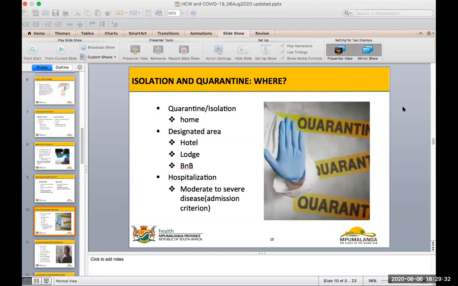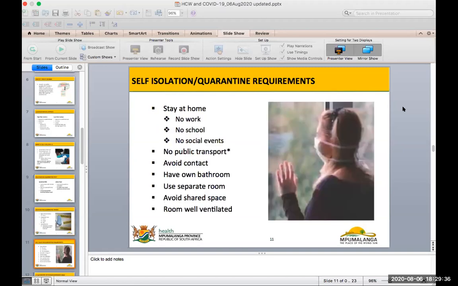So we need to understand these terms. What do I mean when I say self-isolation or self-quarantine? Meaning that you'll be eligible to stay at home, you're not going to go to work, not going to school, not going to social events, parties and funerals. You should not use any public transport. Avoid contact at all costs because we want to keep the spread down, remember. Have your own bathroom, use a separate room if possible, and avoid shared spaces such as kitchens. And your room must be well ventilated.